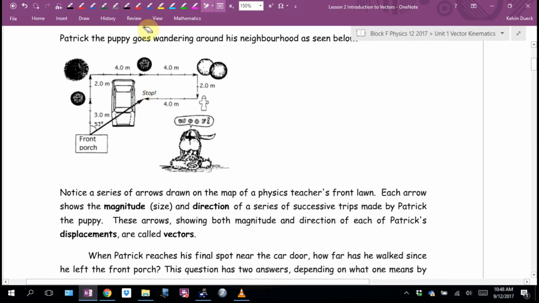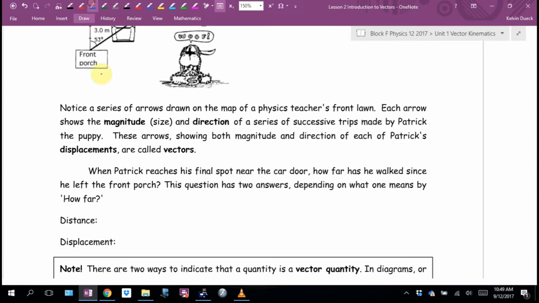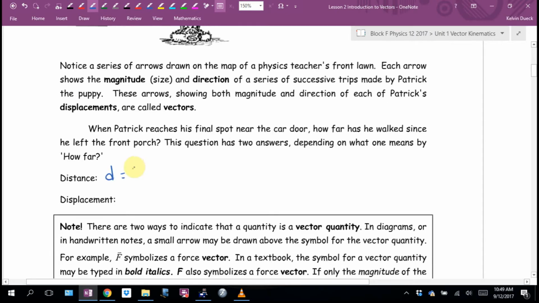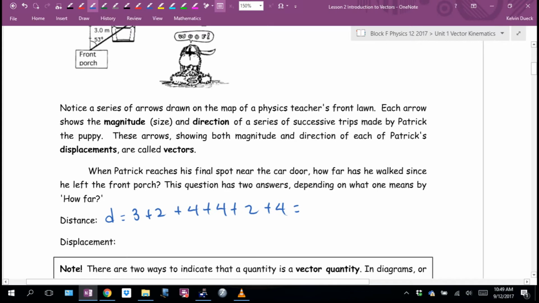When Patrick reaches his final spot, right there, how far has he traveled? Well, it really depends on what you mean by how far. If you're interested in the number of steps he took, the distance, symbol D or X or S, various symbols for distance. I'll use D for distance. Well, he went 3 plus 2 plus 4 plus 4 plus 2 plus 4. Was that right, Mr. Dewick? Yeah. How far did Patrick travel? 19 meters.